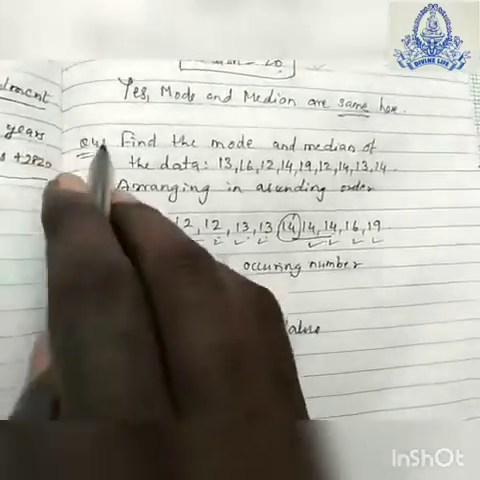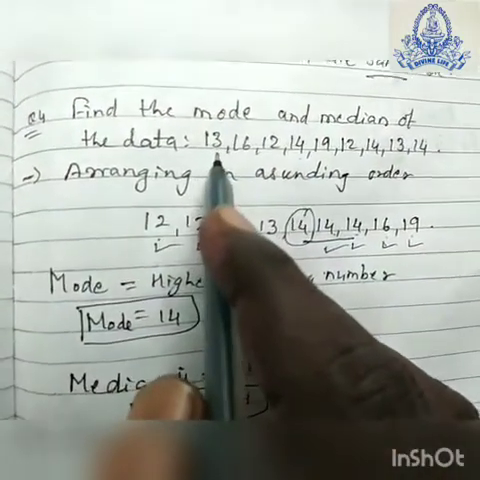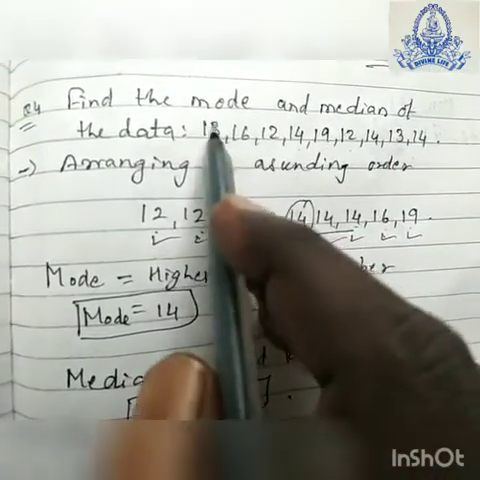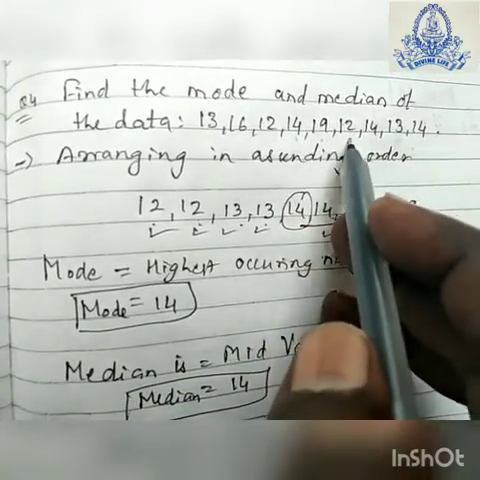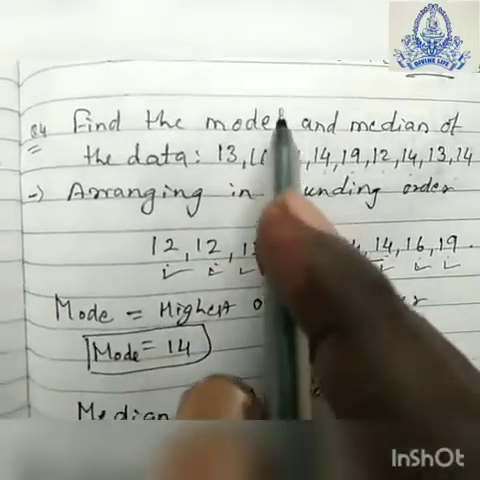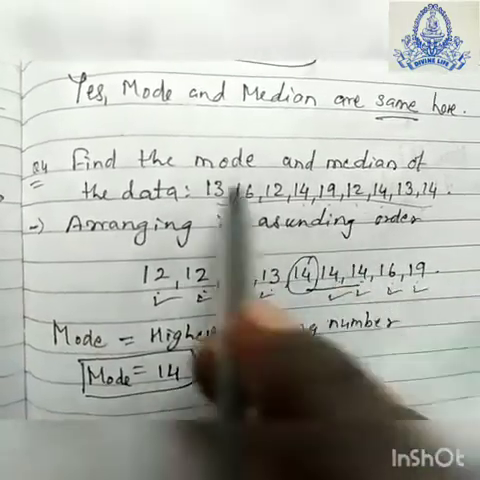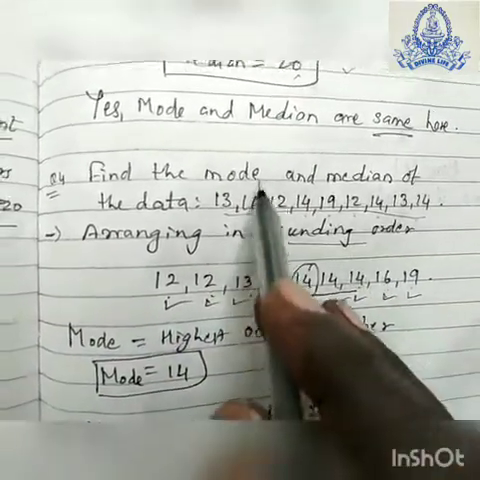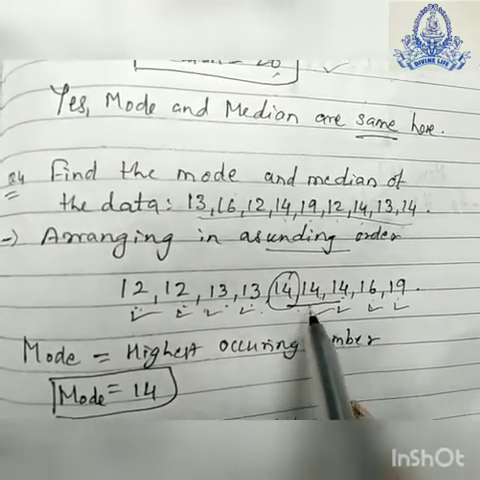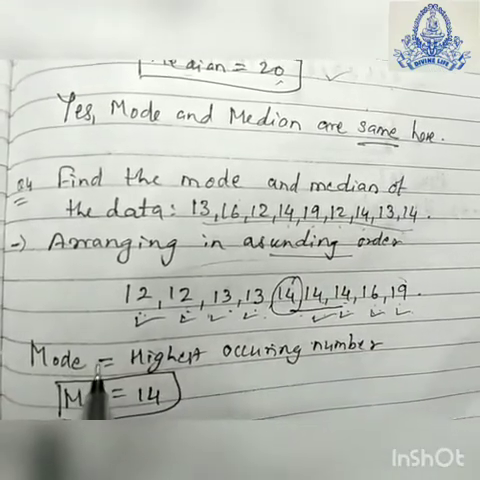Now we will move to question number 4 in exercise 3.2. Find the mode and median of the data. The data is 13, 16, 12, 14, 19, 12, 14, 13 and 14. Total 9 observations have been given. First we arrange them in ascending order: 12, 12 two times, 13, 13 two times, 14, 14, 14 three times, 16 and 19.